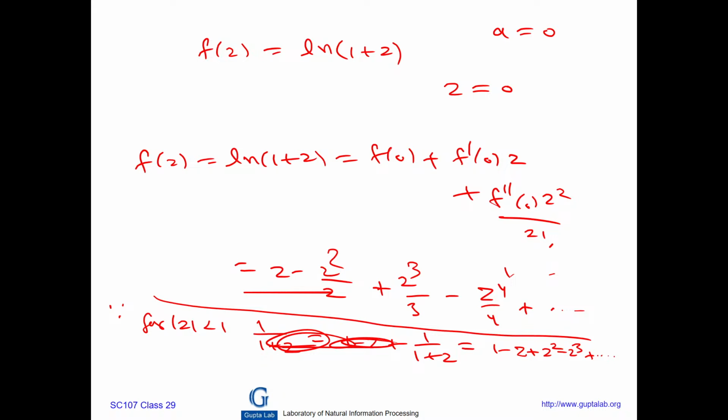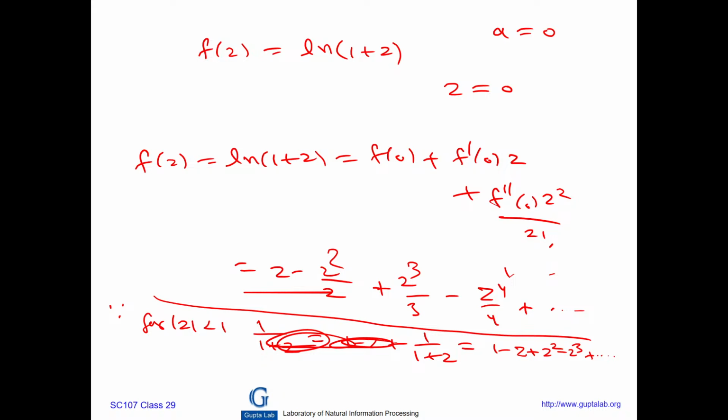हाउ? एनी आइडिया? अगर इसको इंटीग्रेट करेंगे तो क्या आएगा? log 1 plus z आएगा ना. ऑफ कोर्स what variable, what limit you should take, राइट? एंड यू सी.